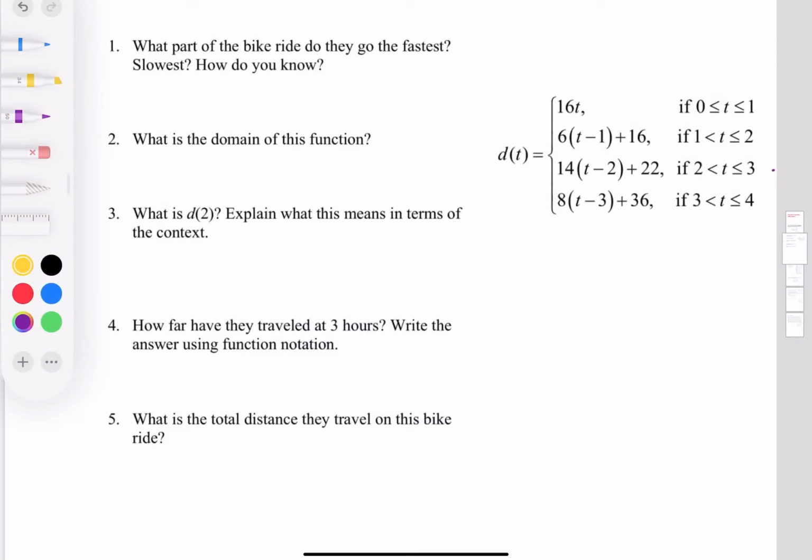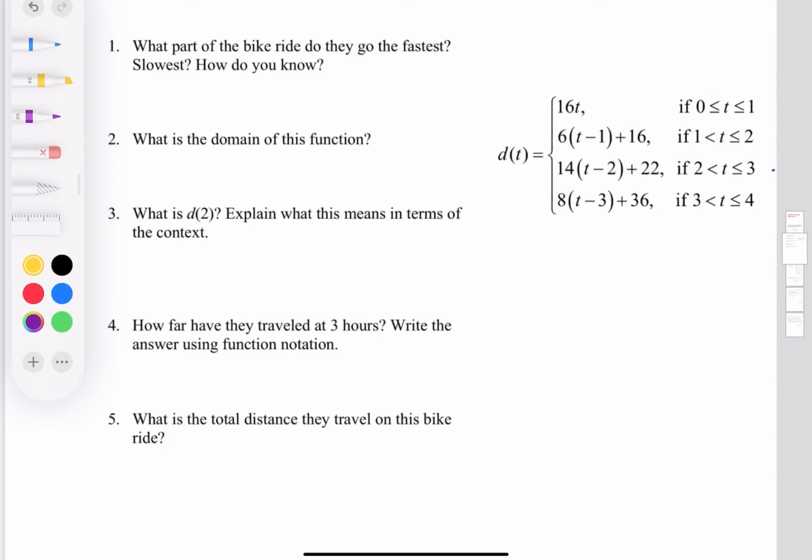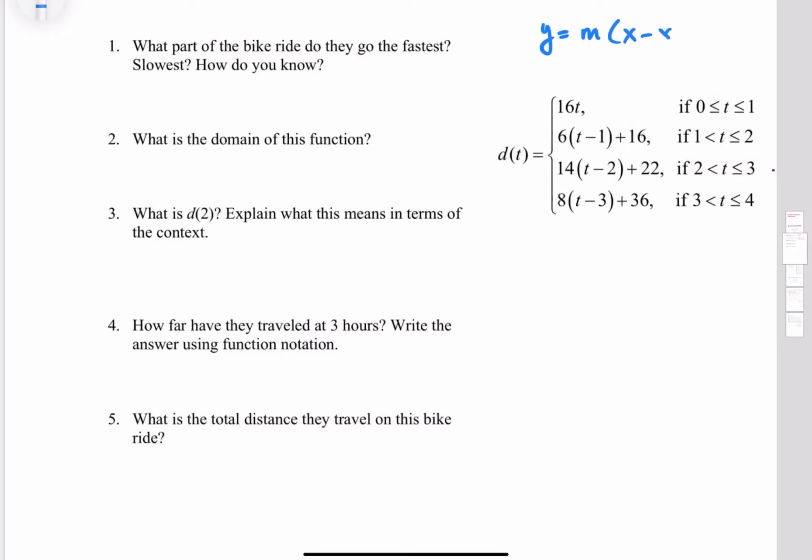Okay, so for the first one, it's asking us what part of the bike ride do they go the fastest, the slowest, and how do we know? Well, before I answer that question, I'm going to look at my equations, the 4 pieces here. And what I notice is that they're written in point slope form, which means that if I rearranged it and set it equal to y, it's going to look like y is equal to m times x minus x1 plus y1. So we can see all of our information here.